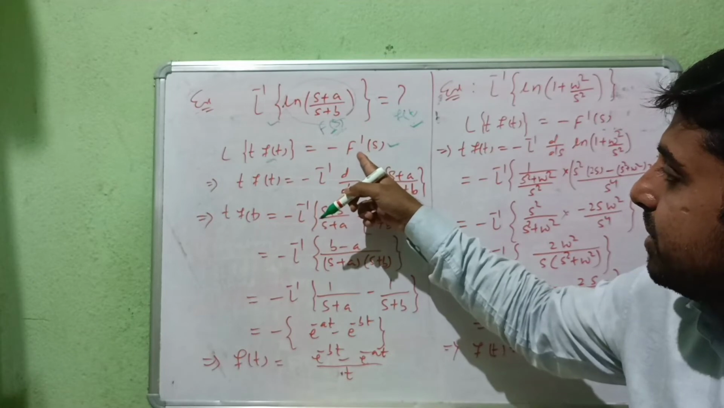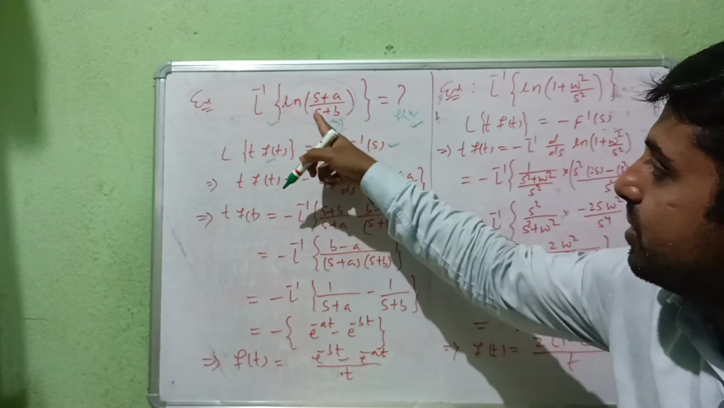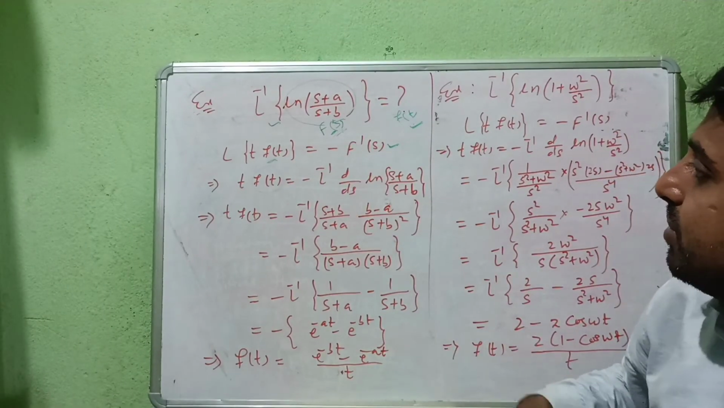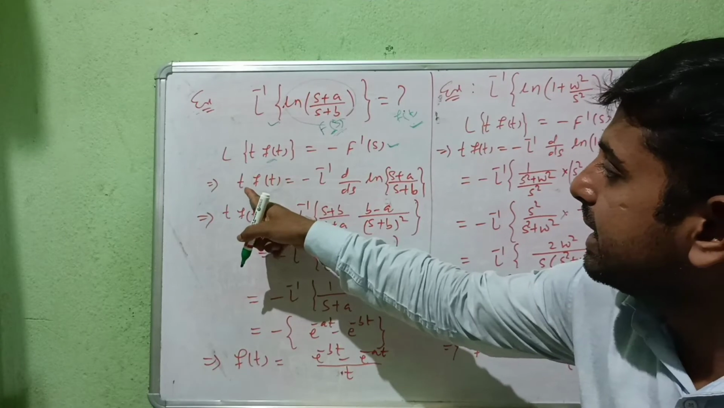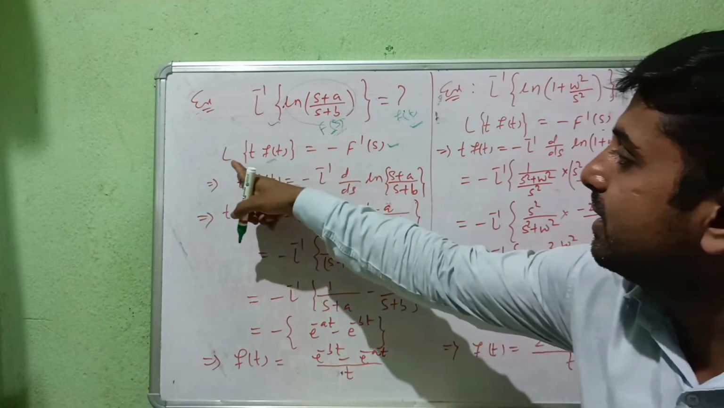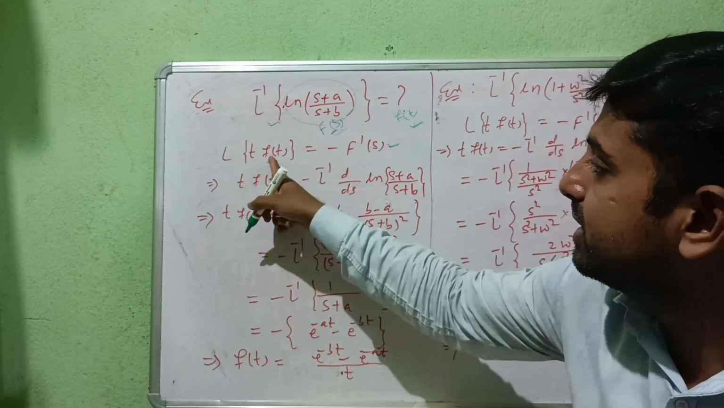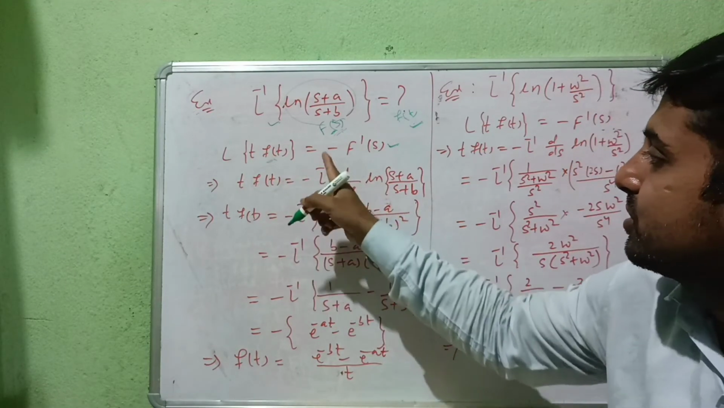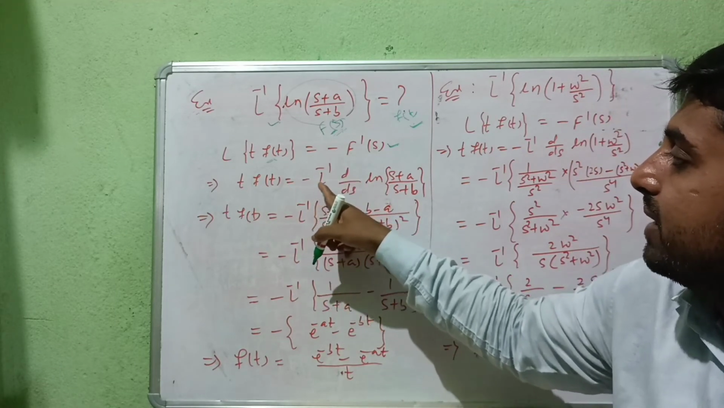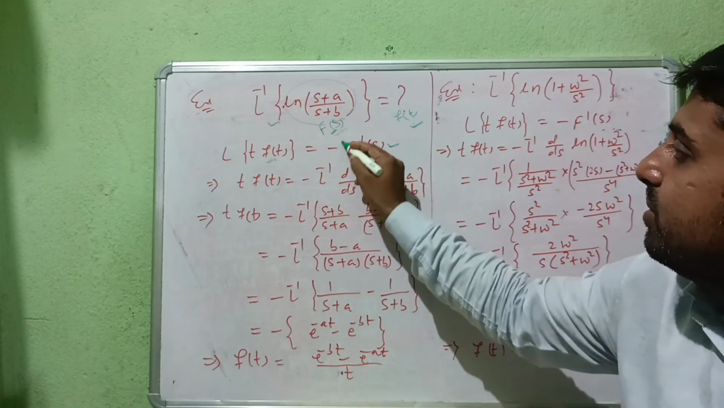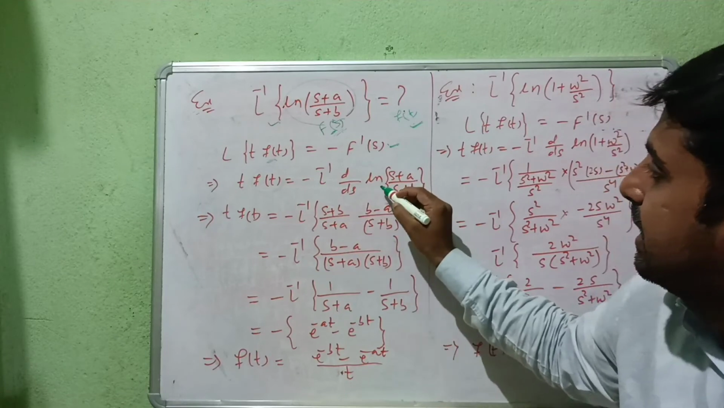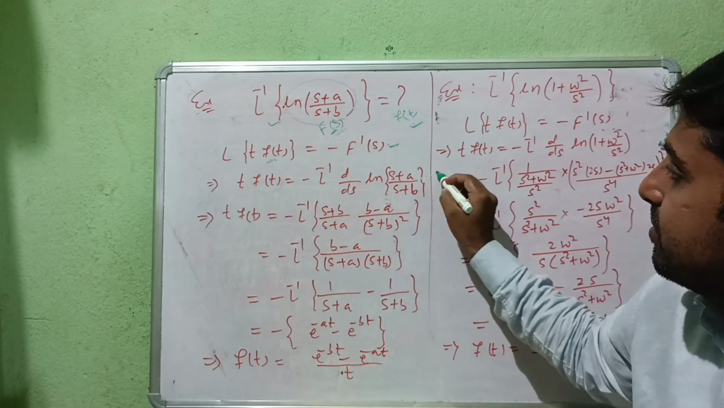That means d by ds of the transform function given in the question. So if you use this formula, Laplace of t f of t is minus f dash s. If you take Laplace inverse on both sides, it will be t f of t equal to minus Laplace inverse of the derivative of f of s with respect to s. So d by ds of ln of (s plus a) by (s plus b), right?